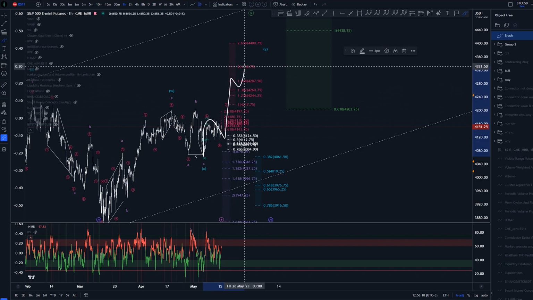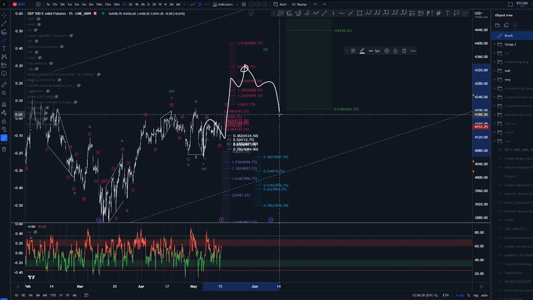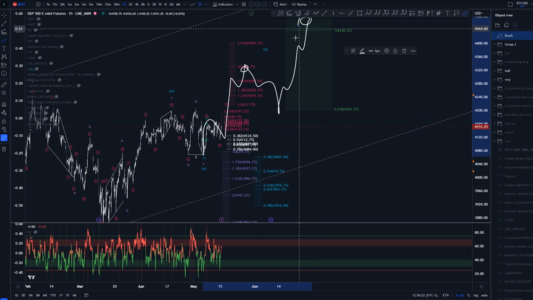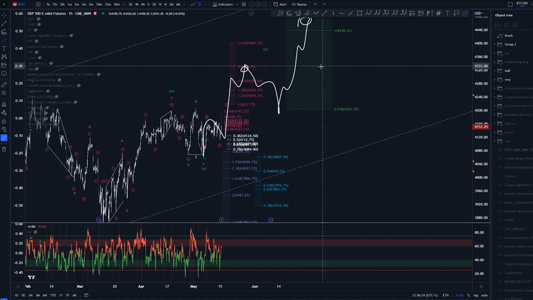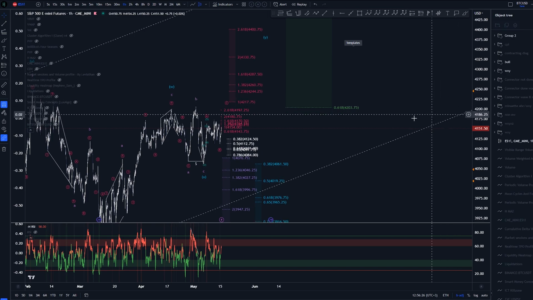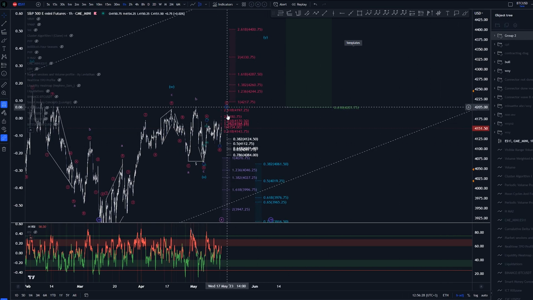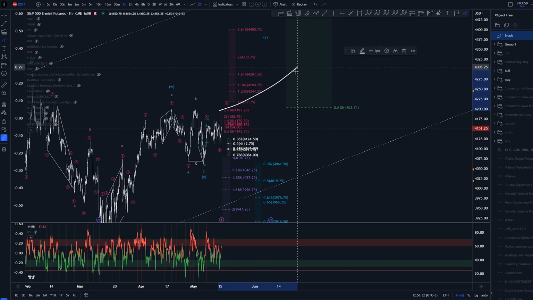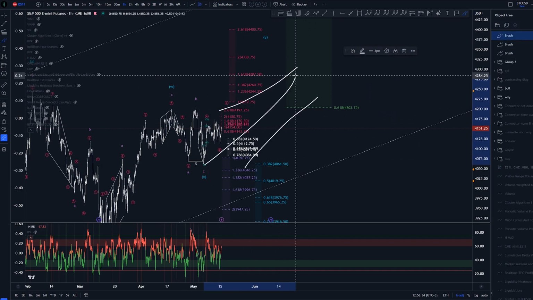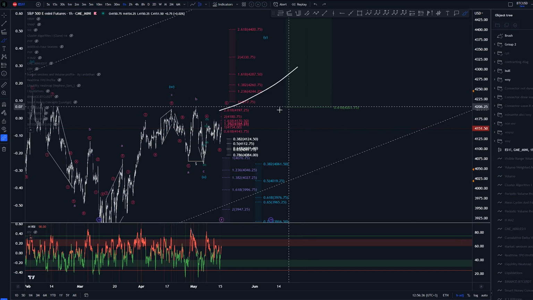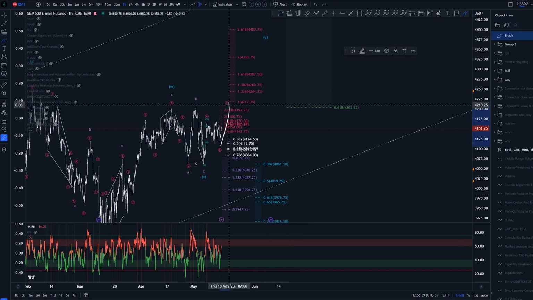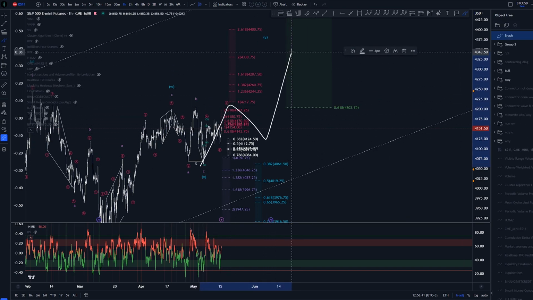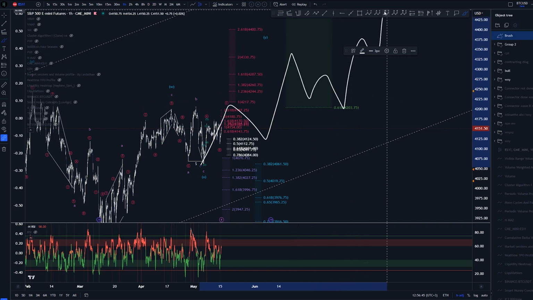So 1, 2, 3, 4, 5 into an A wave, 3-wave pullback, 1, 2, 3, 4, 5, and here we are at our targets. The other way of looking at this, if this turns into an ABC, is either it's the start of that wave Y with a diagonal into a wave A, B and C, or this would just become a wave W, X, Y, and that could be just a wave W, X, Y of higher degree again.